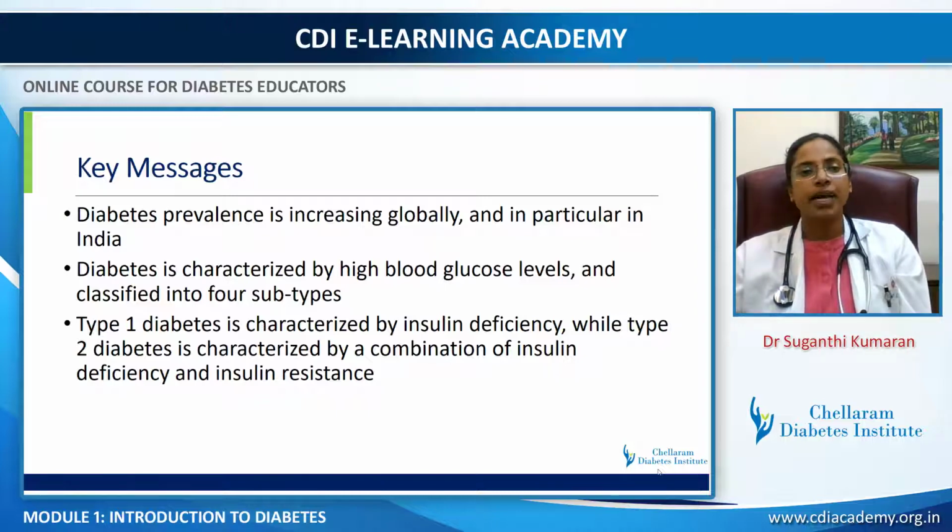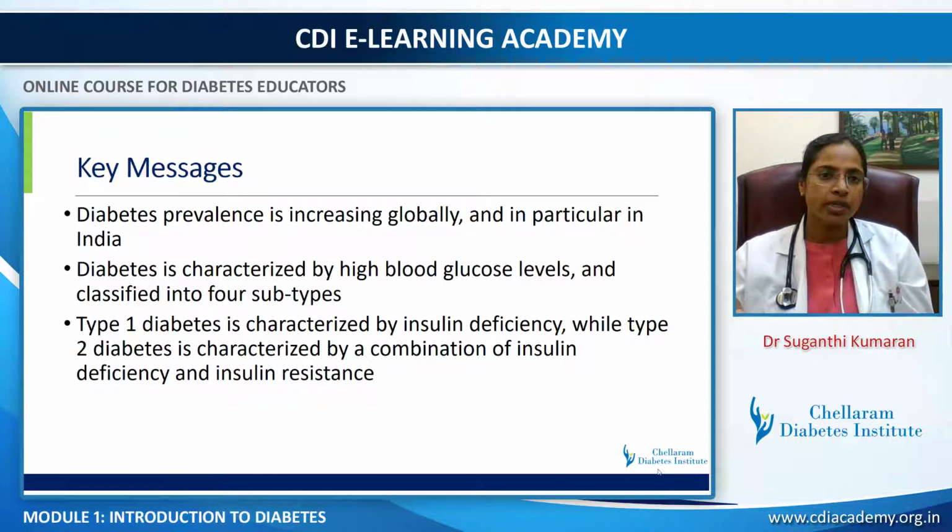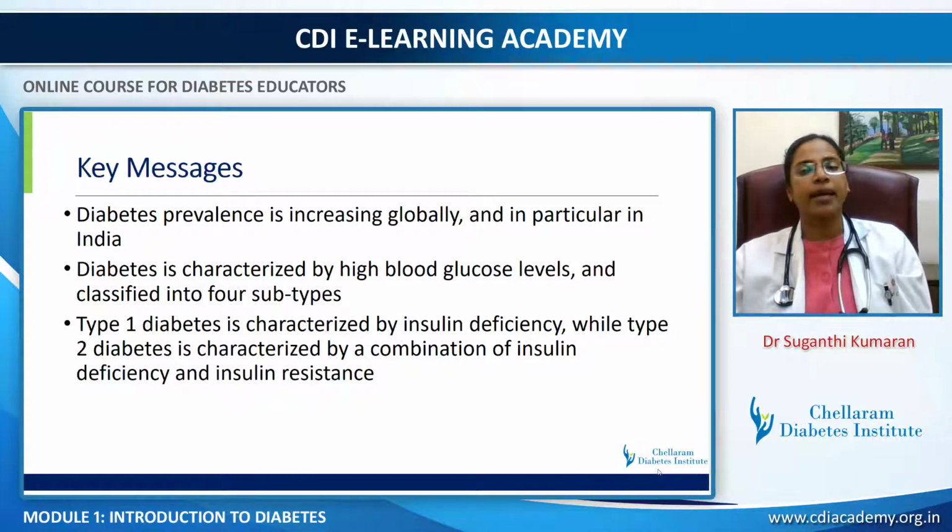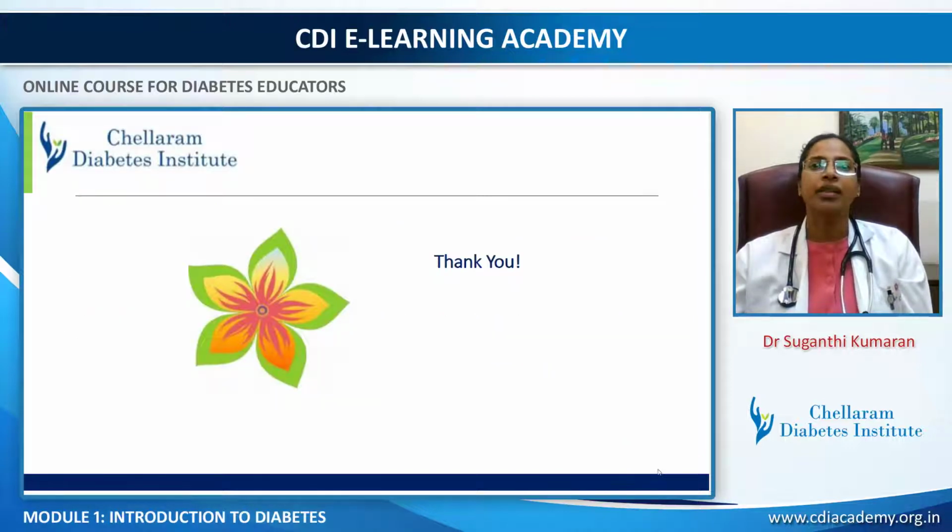As you see, diabetes prevalence is increasing globally and in particular in India. It is characterized by high blood glucose levels and is mainly divided into 4 subtypes. Type 1 is characterized by insulin deficiency, whereas type 2 is characterized by a combination of insulin deficiency and insulin resistance. Thank you.